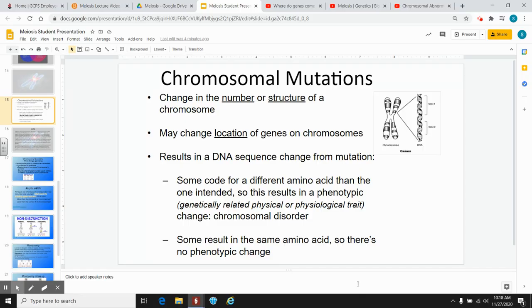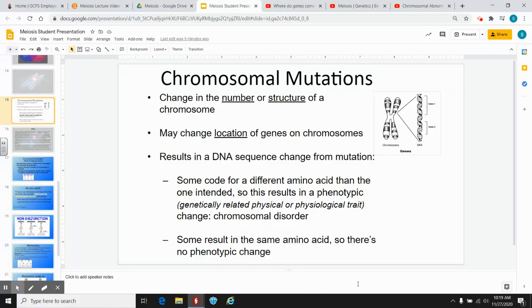So what happens in chromosomal mutations, it sounds like just what we're talking about. You're going to have a result, a change in the number or the structure of a chromosome. So what does that mean? It could change the locations of genes on a chromosome. So maybe a gene that's supposed to be towards the bottom of the chromosome is now in the middle or at the top, and that can cause problems. And it's going to result in the DNA sequence being changed, of course.